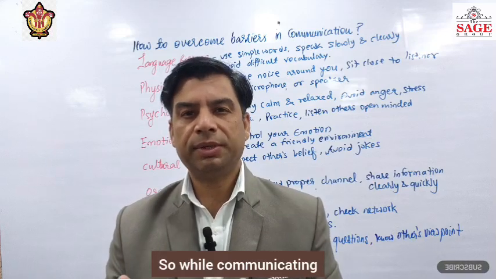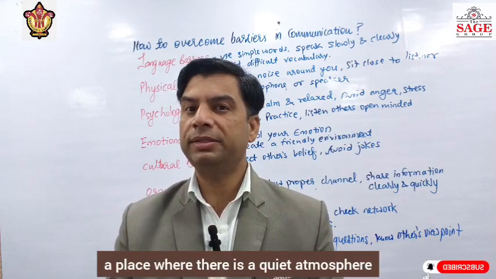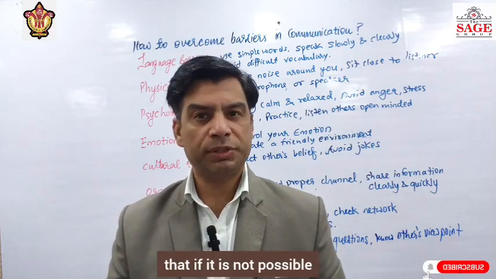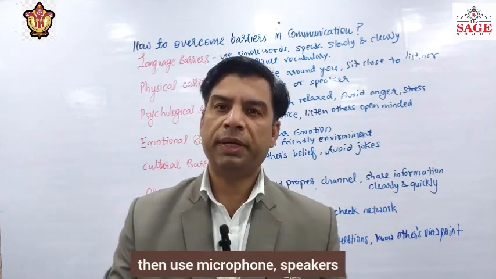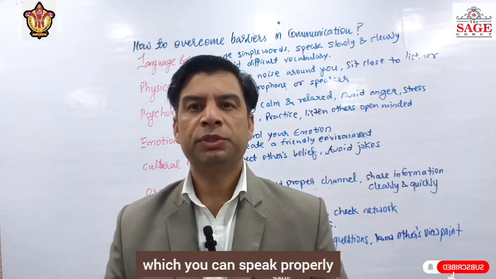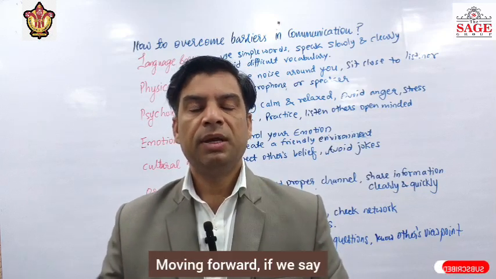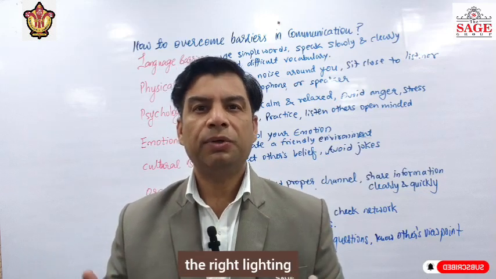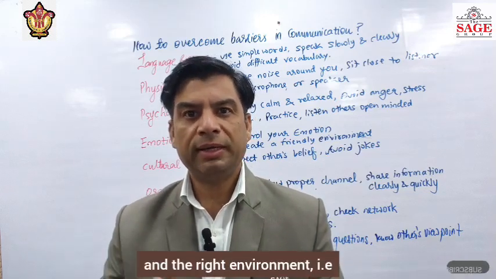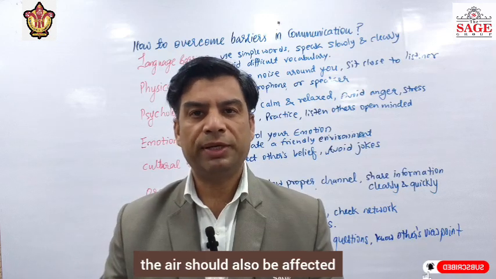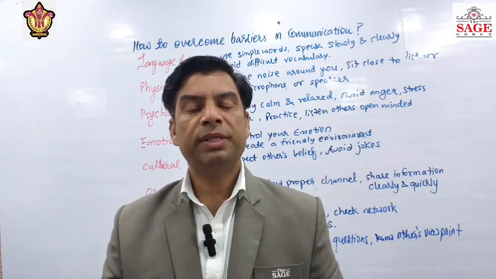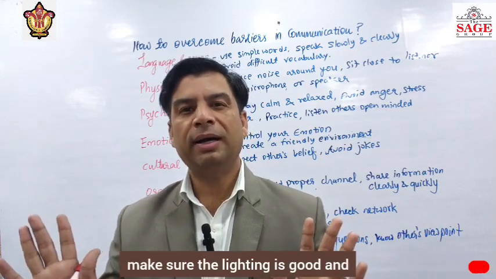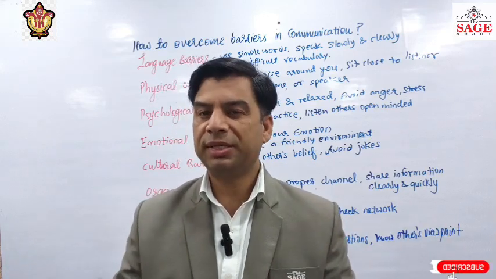तो communication करते समय choose an environment, a place where there is a quiet atmosphere. The second thing is that if it is not possible, then use microphones, speakers, ऐसे gadgets का इस्तेमाल करें जिससे आप अपनी बात ठीक से कह पाएं. आगे बढ़ते हुए अगर हम कहें कि कम्युनिकेशन को सही करने के लिए सही लाइटिंग और सही वातावरण यानी कि हवा का प्रभाव भी होना चाहिए, वेंटिलेशन पर्याप्त होना चाहिए. So in this case, make sure लाइटिंग बढ़िया हो और वहां बहुत ज्यादा गर्मी ना हो, बहुत ज्यादा सर्दी ना हो.